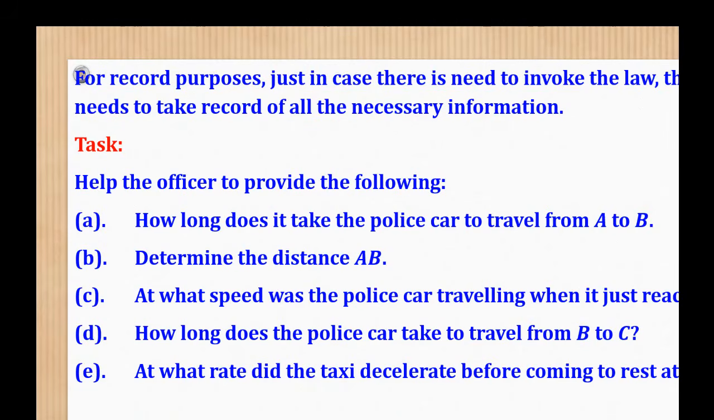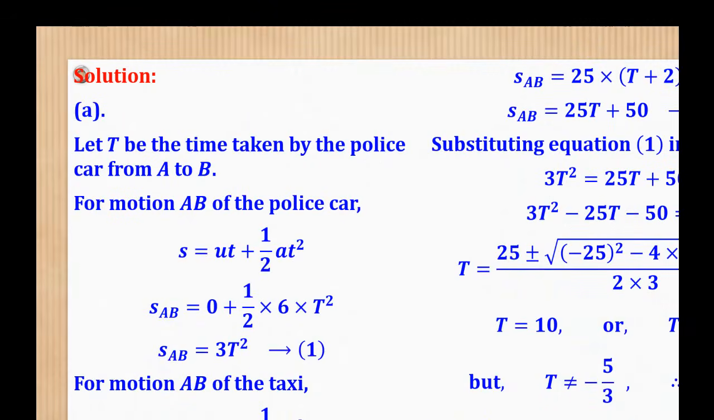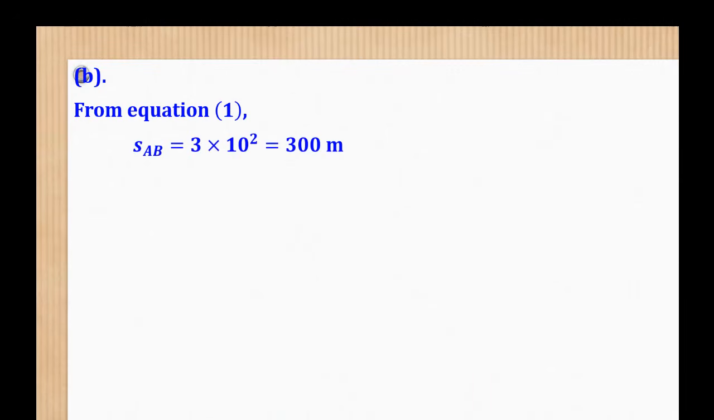So that means we've answered the first question, which is how long. How long is in terms of time. Then the distance, they want the SAB. I can use any of the two equations to get the distance, which is 300 meters.